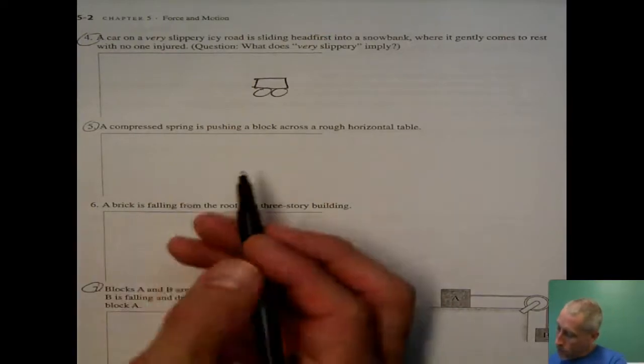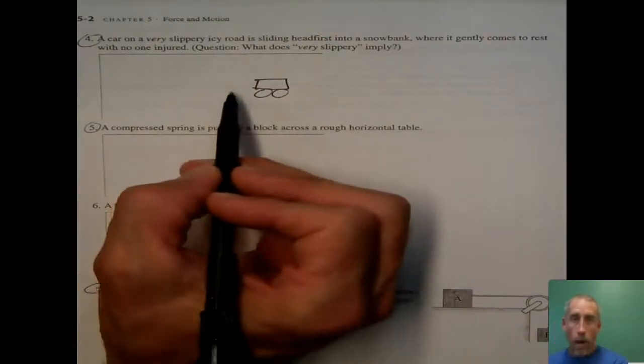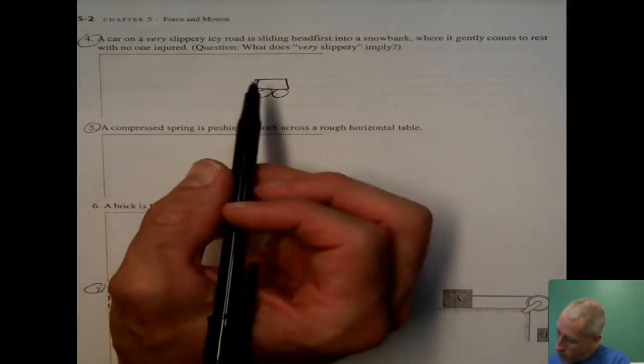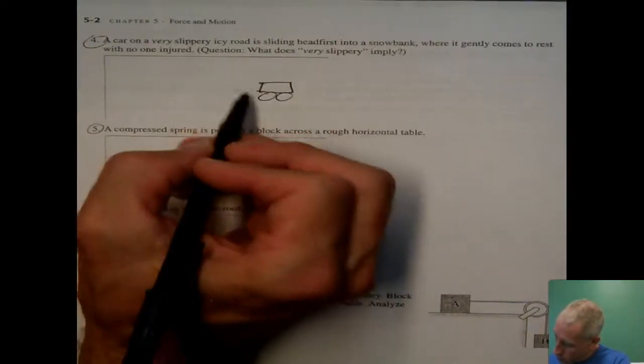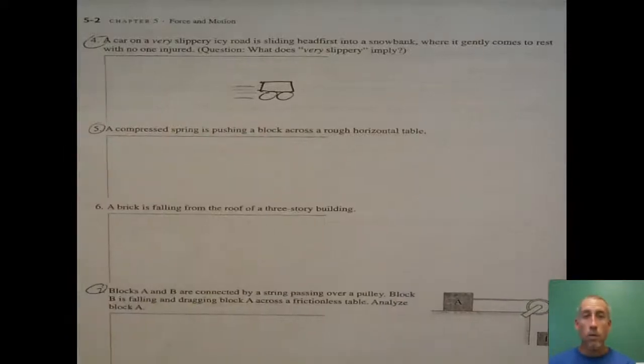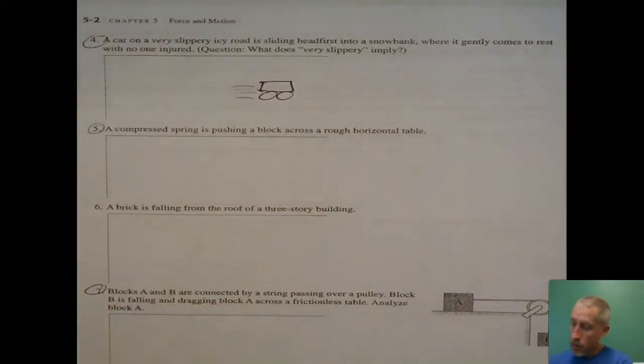So I like to have my objects moving rightward. It's just a habit of mine. And I might put little motion tails on just so that I can tell that it's moving rightward. But you can do yours leftward and everything's just going to look reversed. So what do we have here?